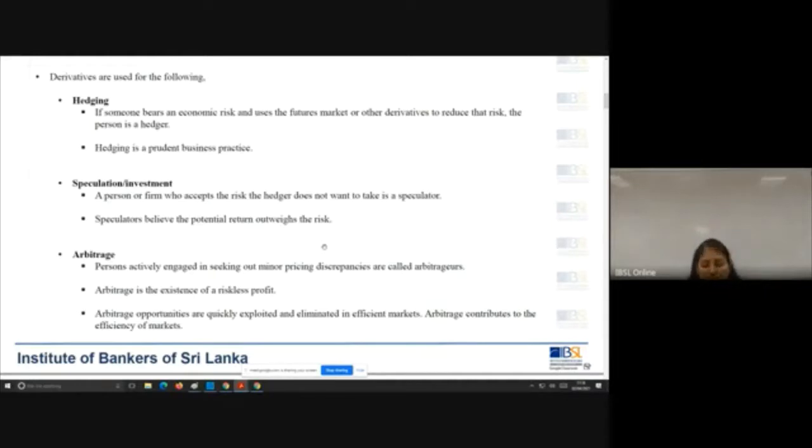Now, this arbitrage is a short-lived profit. Why am I saying short-lived profit? Because if I start buying from one market at 30 and selling in another market at 50, someone else will also look at that and say, good opportunity. We'll also do that. They will also do that. Another person will also do that.